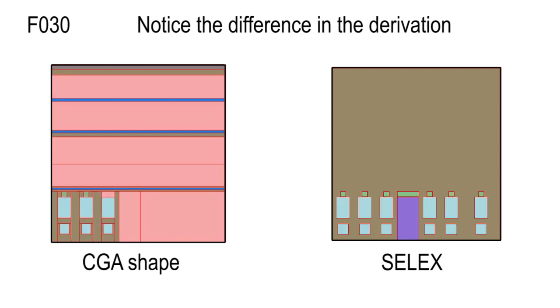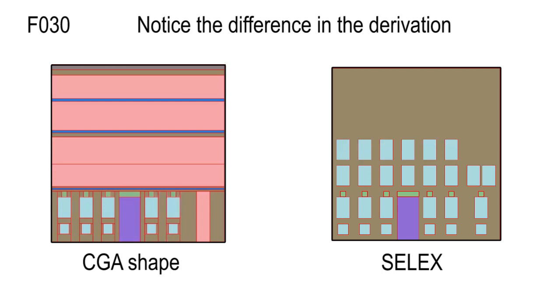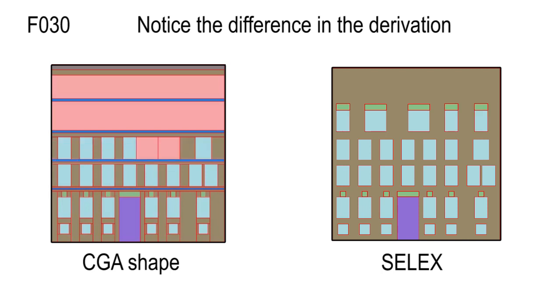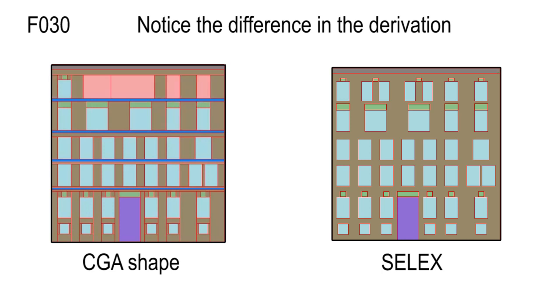By contrast, shapes in SELEX have much fewer constraints. They can be placed anywhere in the hierarchy. Further, the order of shape placement is not restricted. For example, all ledges can be placed together.